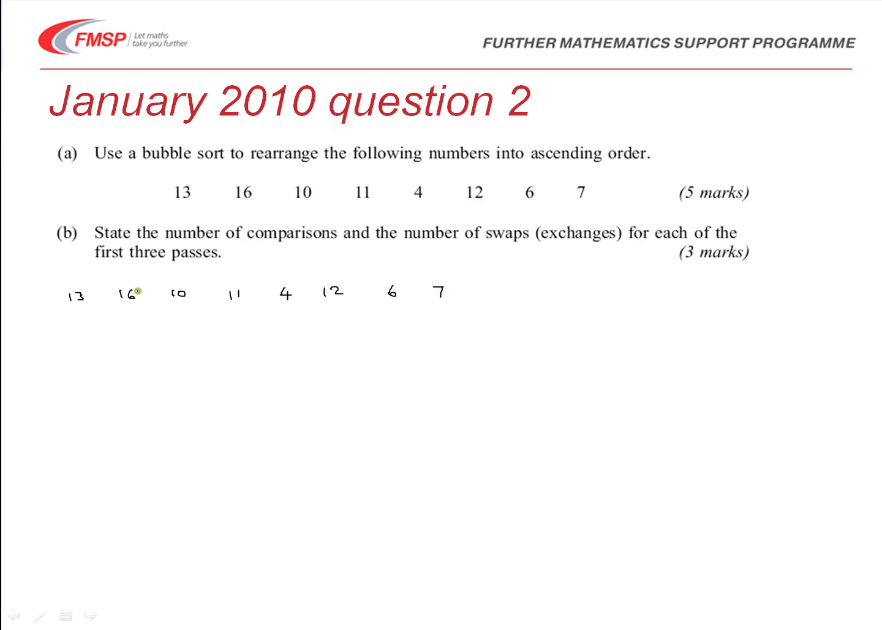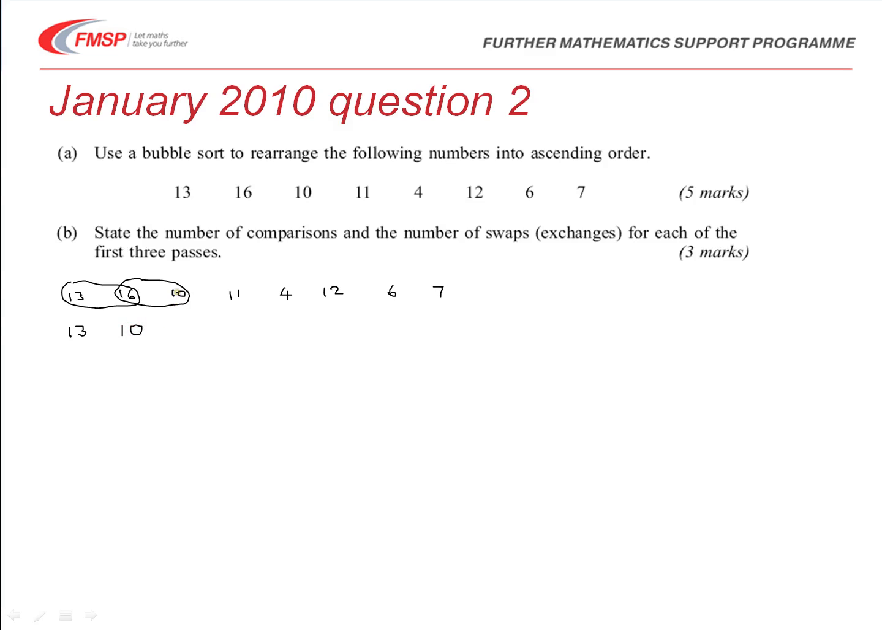So the idea of the bubble sort is that you draw a bubble around the first pair and you compare them. In this particular case, the 13 and the 16 do not need swapping, so the 13 stays where it is. Now you pair the next two, the 16 and the 10, and the 10 needs to swap places with the 16.